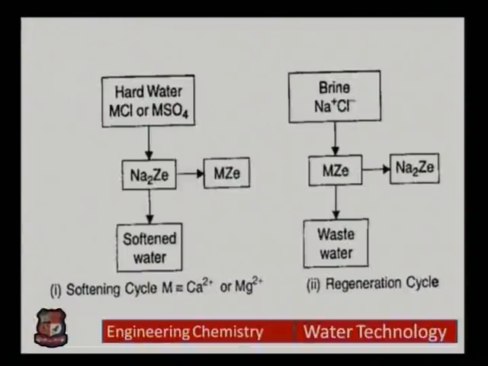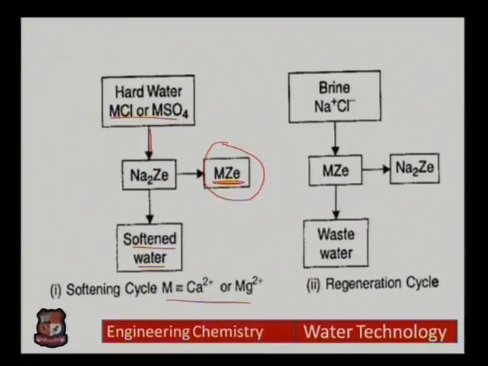Hard water consisting chloride or sulfate is made to pass through Na2Ze. Na2Ze has got converted into corresponding zeolite, and water has got converted into softened water. Here M is nothing but calcium, magnesium or any other hardness causing salt. Now the zeolite is completely exhausted.